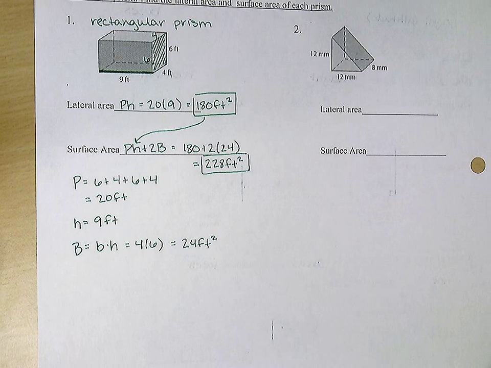So you just have to find the perimeter of the base, the height of your prism, and the area of the base in order to find lateral and surface area. Questions on my first example here for that rectangular prism?